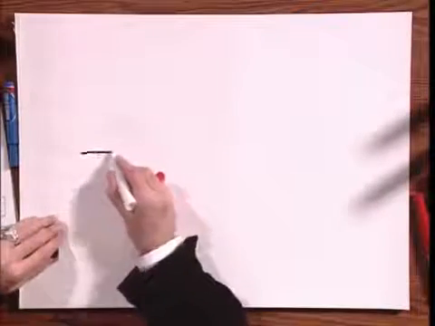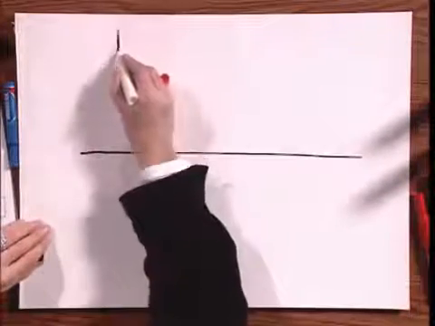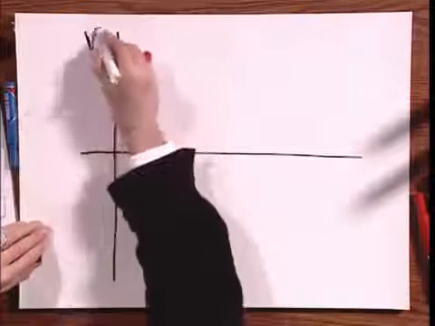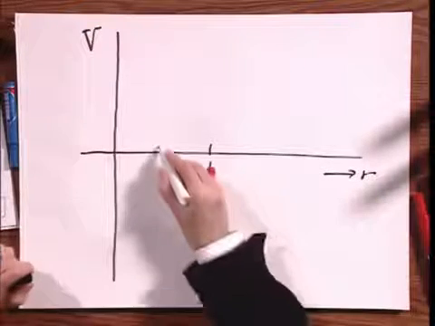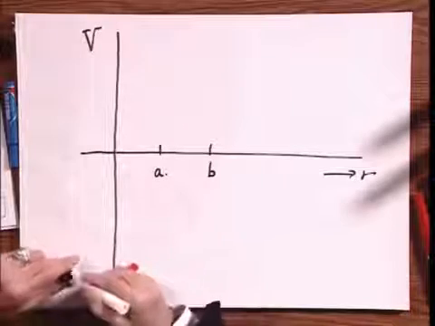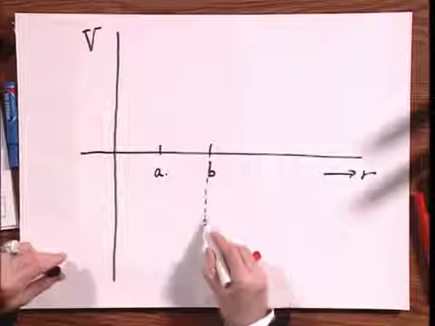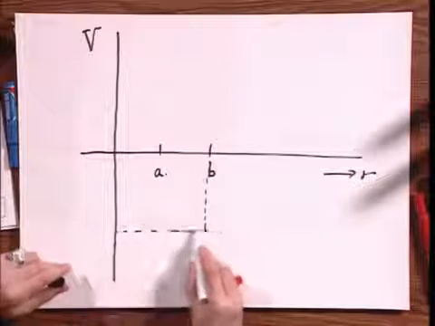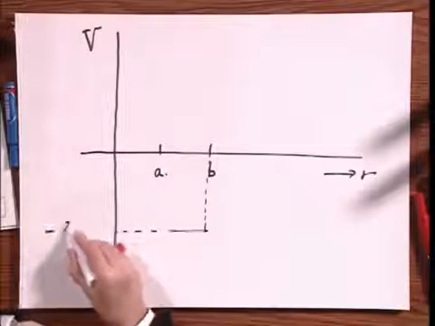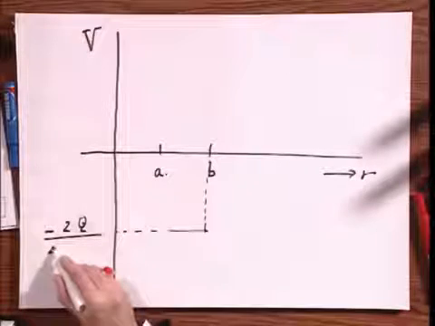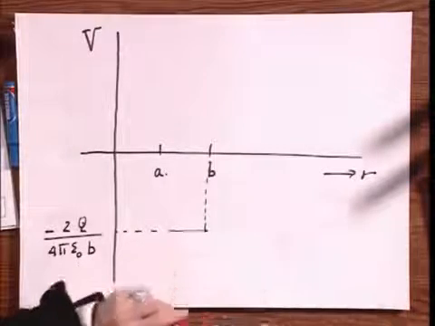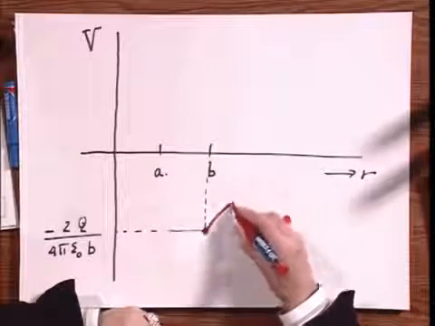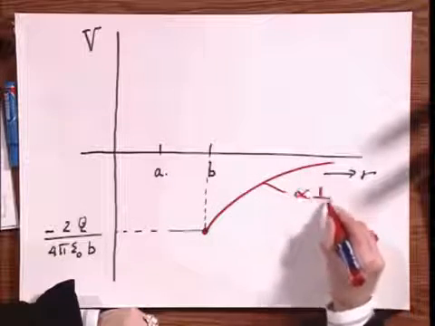I would also like to make a drawing of the potential as a function of r. It always helps. It gives you some insight. So here is the potential v, and here is the radius r. I have here the outer shell b, and here the inner shell a. Well, the electric potential here we know equals minus 2q divided by 4 pi epsilon 0 b. We just calculated that. And then it falls off as 1 over r, proportional to 1 over r.